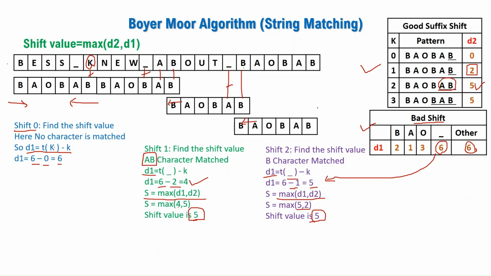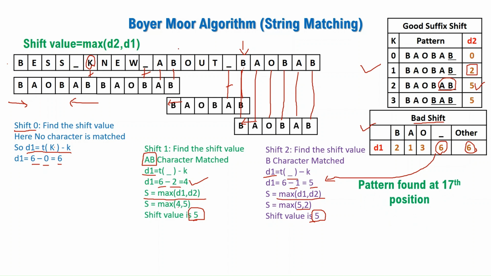Now you check whether all the characters are matched or not. Here B and B are matched, A and A are matched, B matched, O matched, A matched, B matched. All the characters matched. The length of the given pattern and the string value here are both the same, which means we found this pattern at so and so position. Just count from left to right and you will get the pattern found at the 17th position.